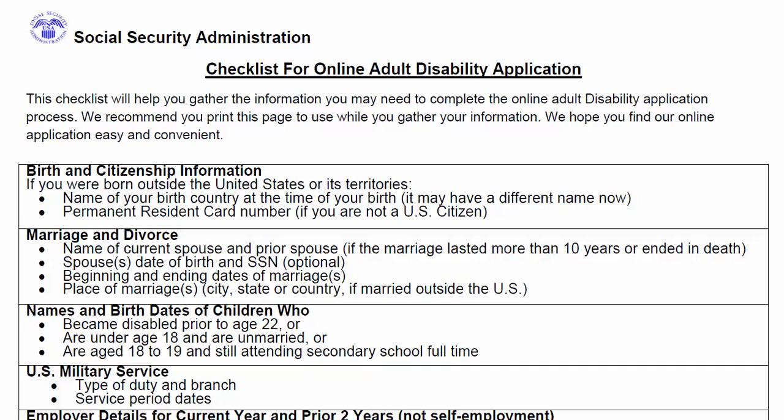Today I want to talk to you about a tip that will help you speed up your Social Security application process. And it's regarding the information that you need to apply for disability.